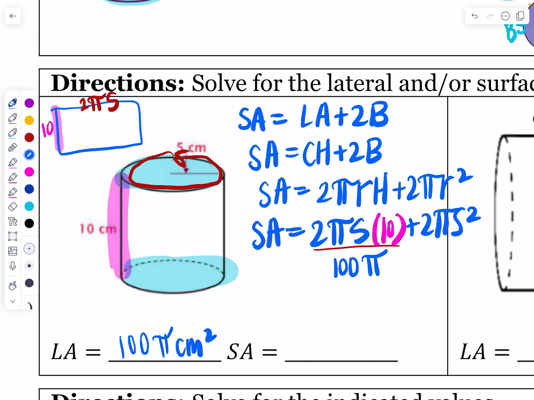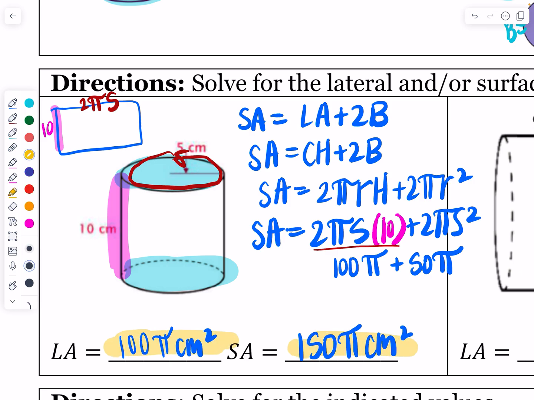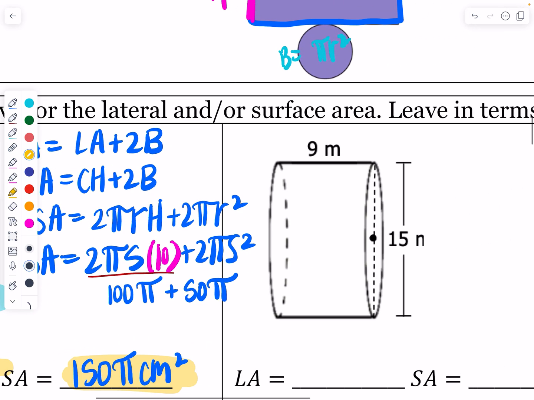That's just the walls. And then how many bases do I have? I have two bases. I have the circle on the top and the circle on the bottom. And so it's going to be 100 pi plus 50 pi for my two bases. So how much does that make total? 150 pi centimeters squared of surface area for this cylinder. So if this was a can of chicken noodle soup, that would be the surface area of the metal used to make that soup can.